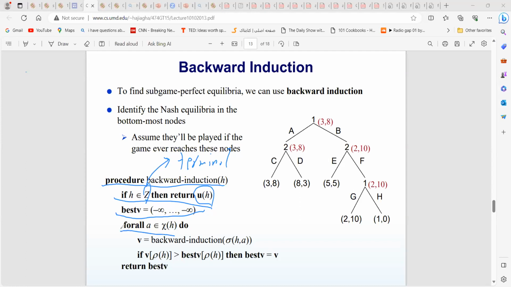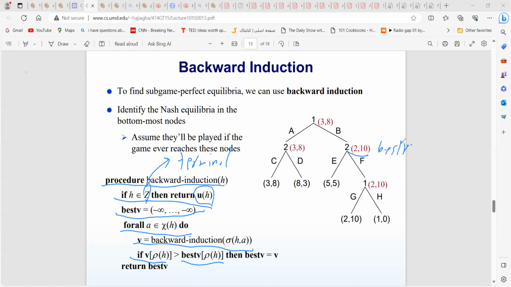So for all actions belonging to the actions that rho of H can take, compute the backward induction inductively. As I mentioned, you can consider this dynamic programming, where we are filling a table and it is already computed. It is called memoized dynamic programming, as discussed in introduction to algorithms if you want. This, for me, is the backward induction that we compute. So if V of rho of H is better than best of rho of H, what do we return? Best V, which is a vector. This is a utility function. This is the best V.